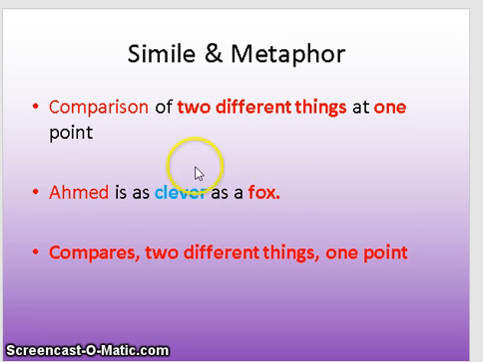Things are unlike. And at what point are we comparing them? It's the cleverness. Only one point. There is nothing else that we are comparing between both. So the only point that we are comparing is cleverness. So this kind of comparison in which we compare two different things at one point only is called simile.